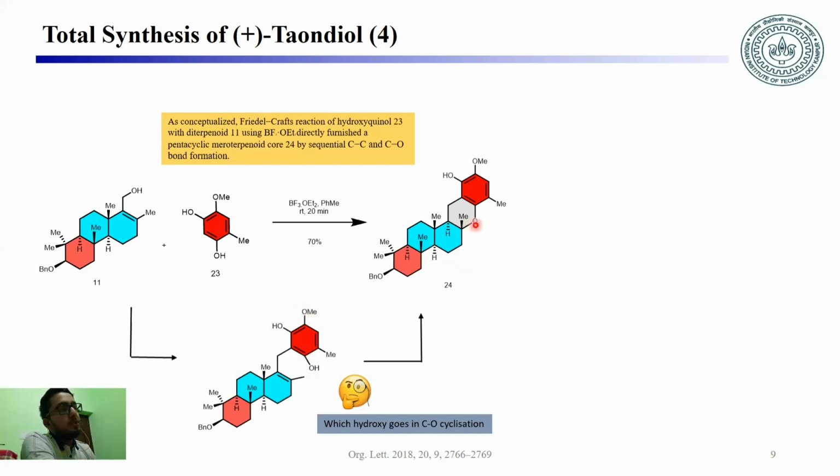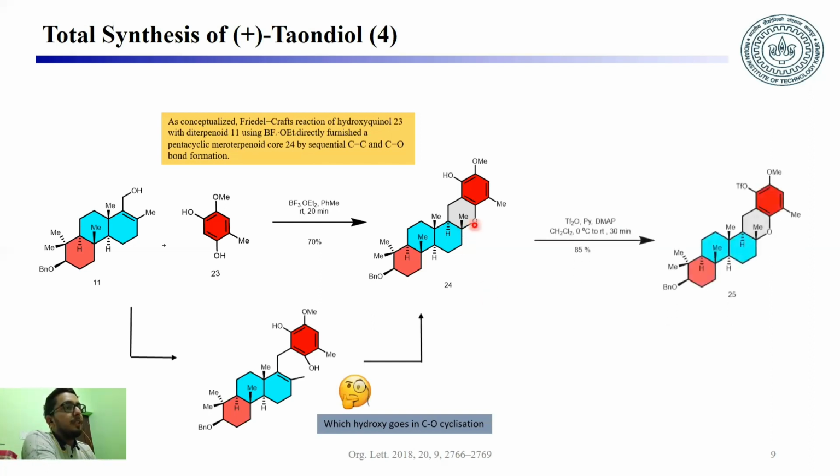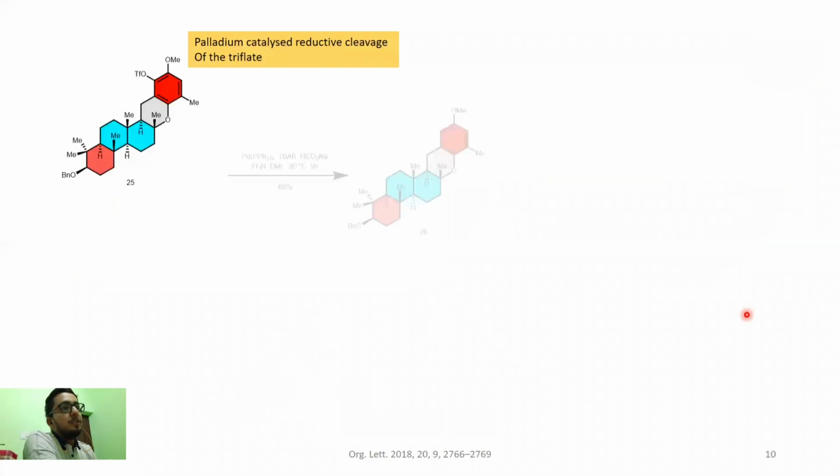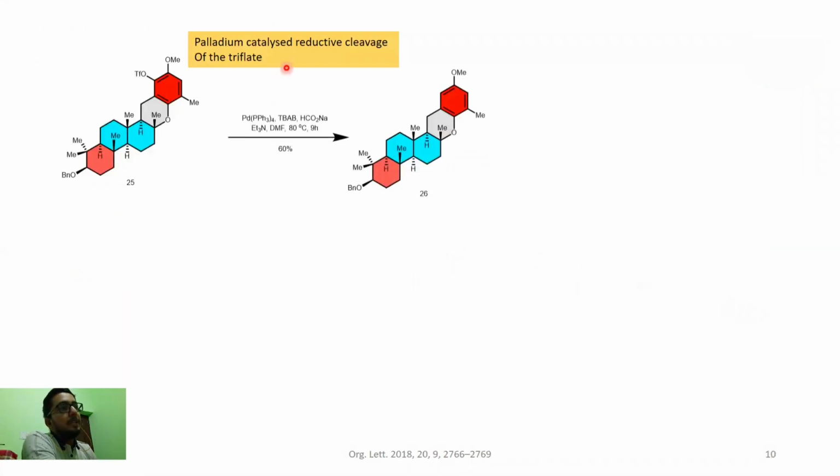And also after CO bond formation we are getting a trans stereochemistry here. This is because trans decalin systems are more stable as compared to cis systems. Now in this molecule 24 we have an extra hydroxy group. The next target is to remove this hydroxy group from here. So we change this hydroxy into triflate using triflic anhydride, and this OH is changed into an OTf group. The OTf is a very good leaving group. Now on this molecule 25, palladium catalyzed reductive cleavage of this triflate will occur. So we use a palladium catalyst, and that will cleave this OTf group, and we get this molecule 26.